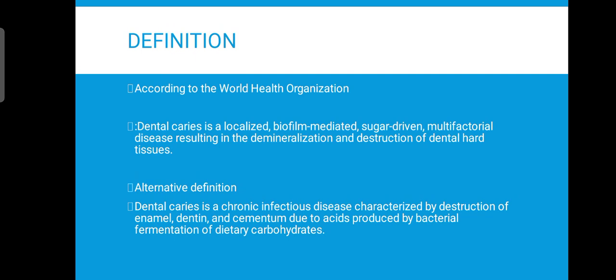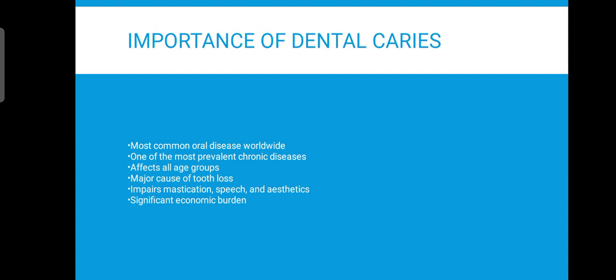According to WHO, dental caries is a localized biofilm-mediated sugar-driven multifactorial disease resulting in the demineralization and destruction of dental hard tissue. In easy words, it is a chronic infectious disease which is characterized by destruction of enamel, dentine, and cementum. And this destruction is caused by acids produced by bacterial fermentation of dietary carbohydrates, basically sugar. Sugar is the main culprit of caries and of destruction of enamel, dentine, and cementum.